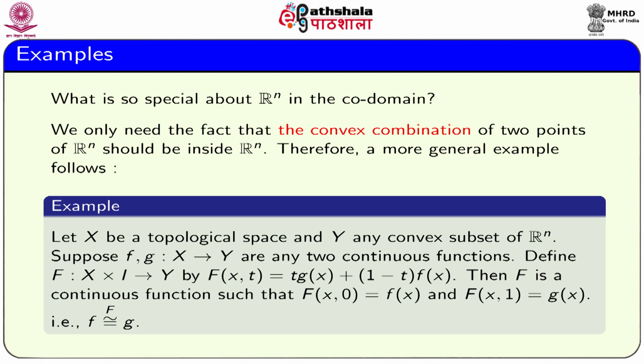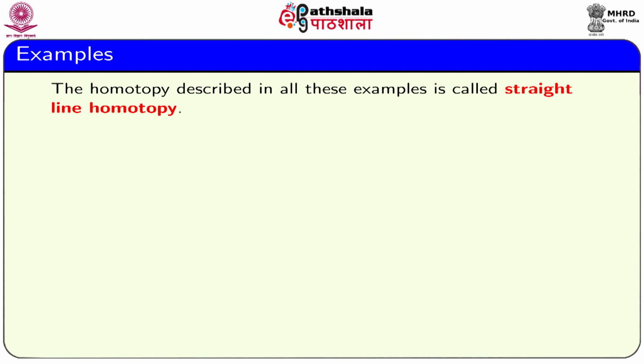Then, since Y is a convex subset of Rn, t g(x) plus (1 minus t) f(x) is within capital Y. So this function is defined and it is a continuous function satisfying the rest of the two conditions for F to be a homotopy. So f and g are homotopic maps. The homotopy described in all these examples is known as straight line homotopy.